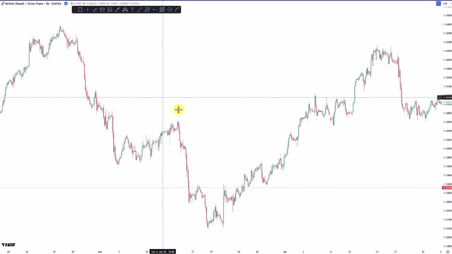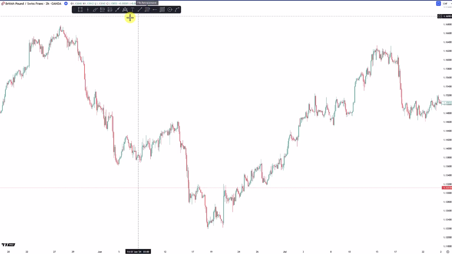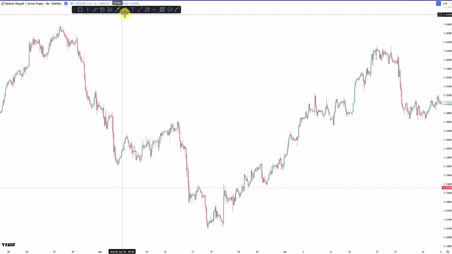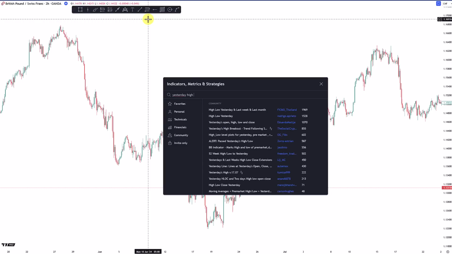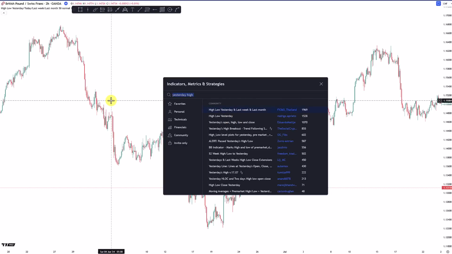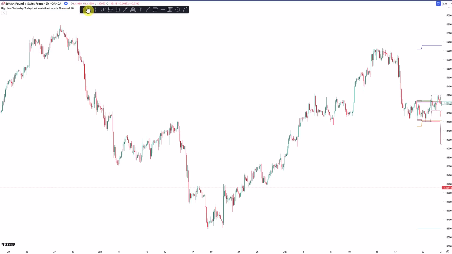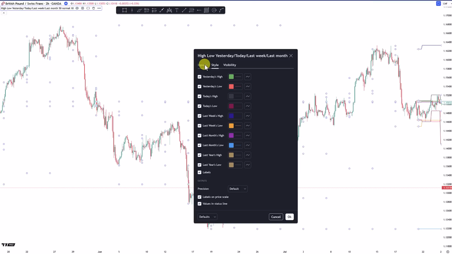The next approach, instead of focusing just on drawing highs and lows on your own manually, is to add a high-low indicator. So what we do is we go to indicators and then we just type in yesterday high and low, and then we have a few. They should all pretty much do the same. So let's use the first one here, and we have the indicator on the chart. We might have to adjust the settings here a little bit.